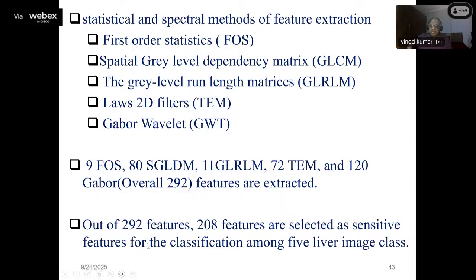Now we have again come back to the research or actual implementation level. We have SROIs. For each SROI, we selected 292 features, and from the 292 features we selected 208 features. For each SROI, we had 208 features. And we have taken 5 classes of liver images that we are trying to classify.